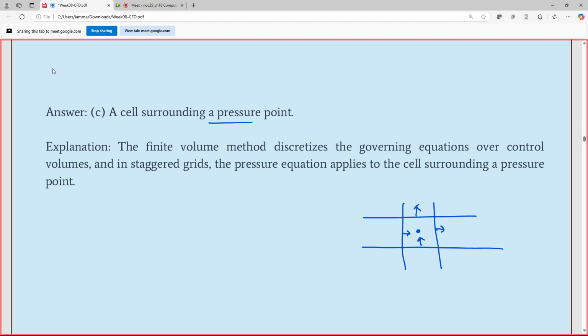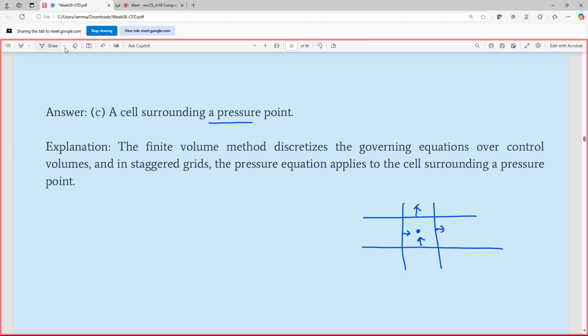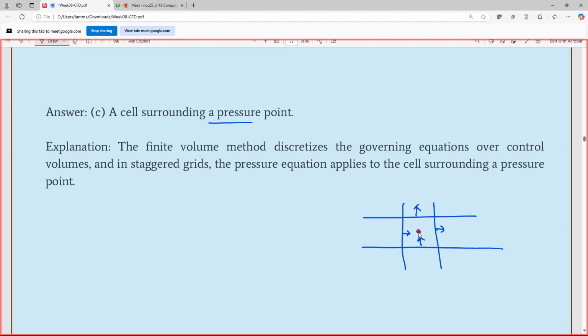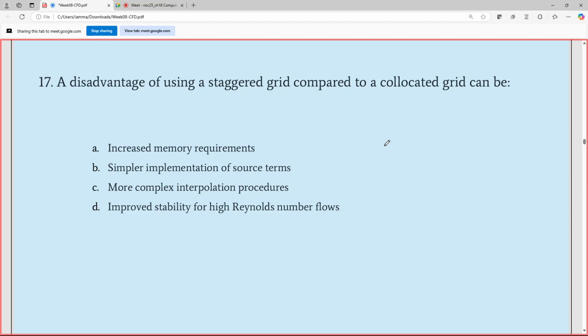And this pressure equation is calculated at the surroundings of this point. So this is the point. So it will be calculated in the surroundings of the point. So this is the representation. Moving on to next question.